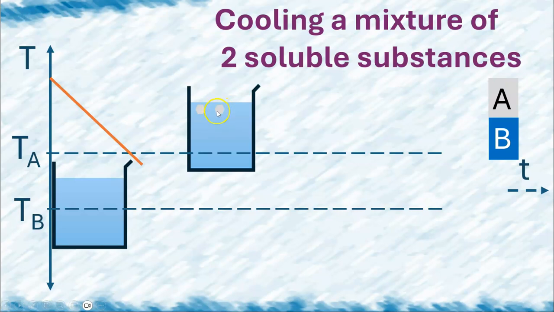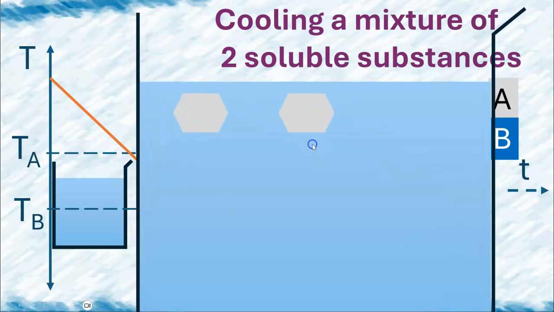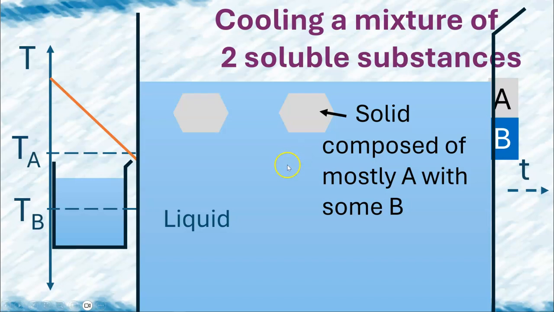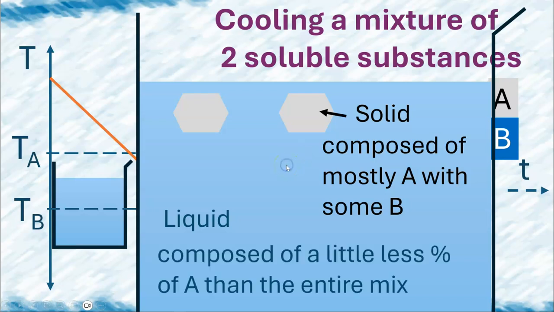So there's a lot of A with a little bit of B in those little solid specks. All the liquid is around the outside, and the solid is composed of A with a little bit of B. The liquid is basically what it was to start with, but a little bit less A because more A was going to that solid form.